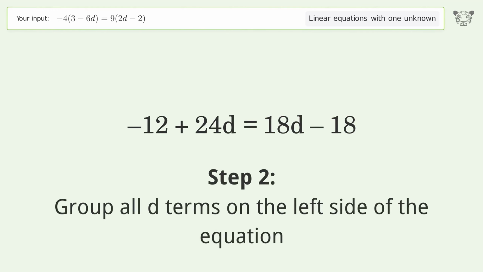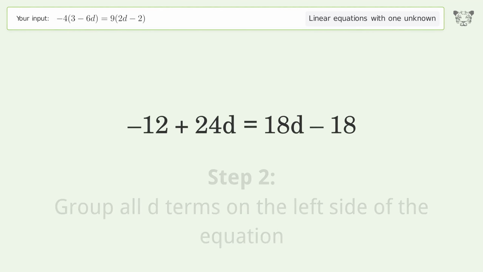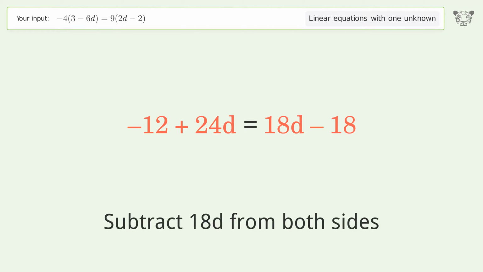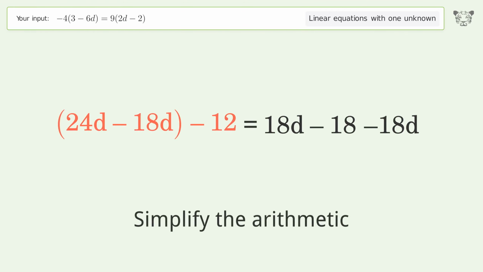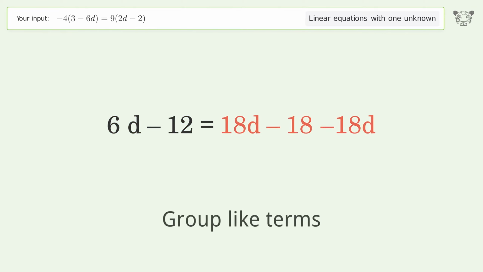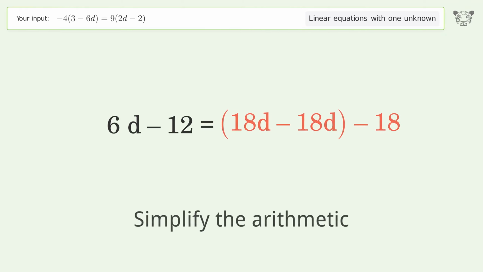Group all d terms on the left side of the equation. Subtract 18d from both sides. Group like terms. Simplify the arithmetic. Group like terms. Simplify the arithmetic.